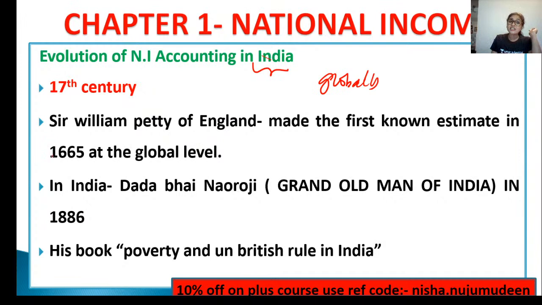So since 1665, you have the calculation of national income. Keeping that in mind, our Indian reformers got this idea. And the grand old man of India, none other than Dadabhai Naoroji, is the one who in the year 1886 mentioned the estimation of national income, and that too in his very famous book called Poverty and Un-British Rule in India. So this is how the concept of national income evolved in our country India. From a global perspective, from Sir William Petty, Dadabhai Naoroji took the idea and that is how we evolved it. Clear?